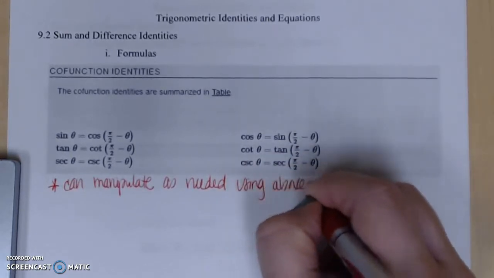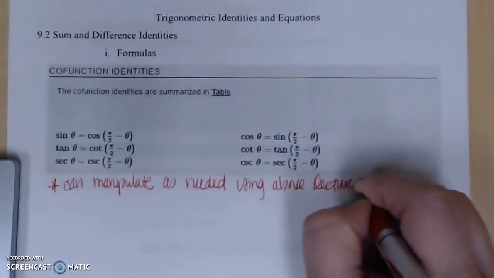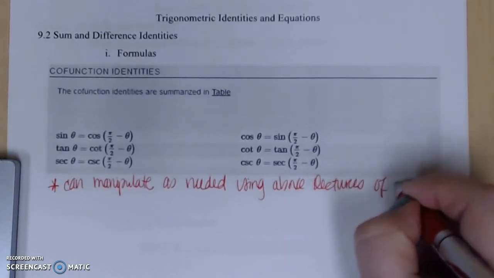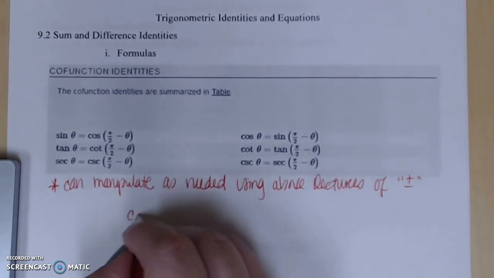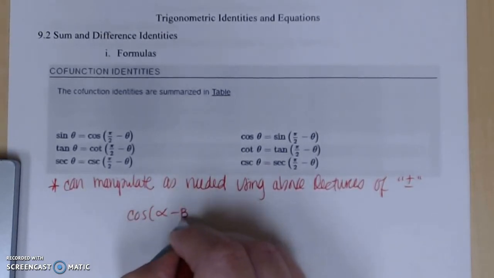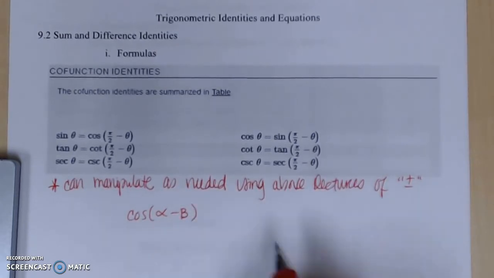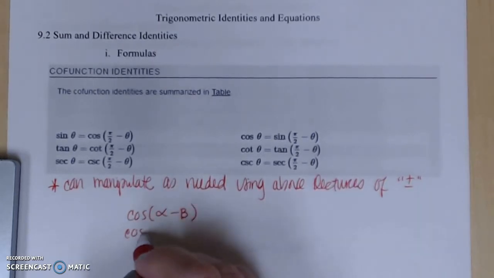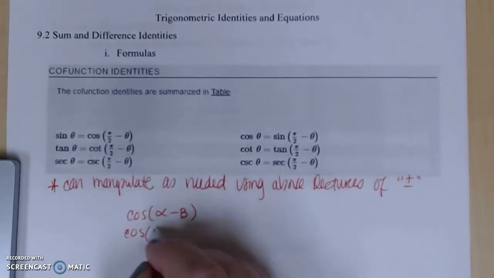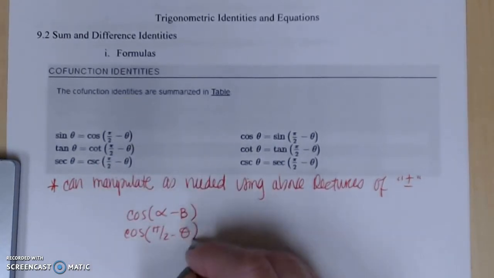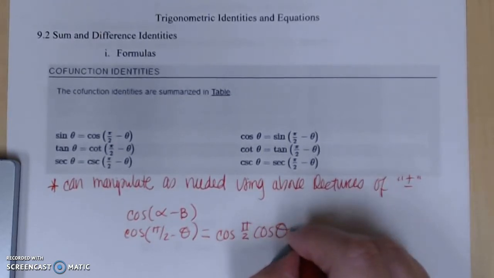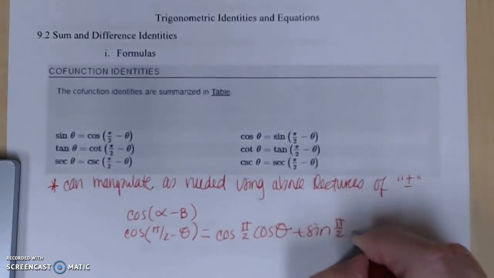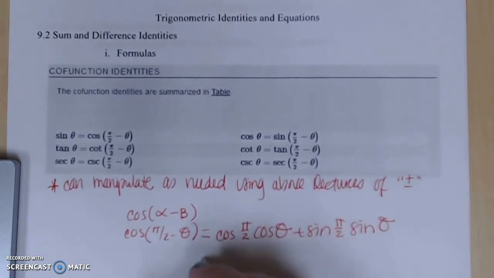And you're going to do that by using the above lectures, previous pages of these notes, our sum and difference identities. So you could see if I wanted to look at, say, cosine of, I could use alpha minus beta to consider cosine of pi over 2 minus theta. There's my alpha, there's my beta. So this would give me cosine of pi over 2 cosine of theta plus sine of pi over 2 sine of theta.